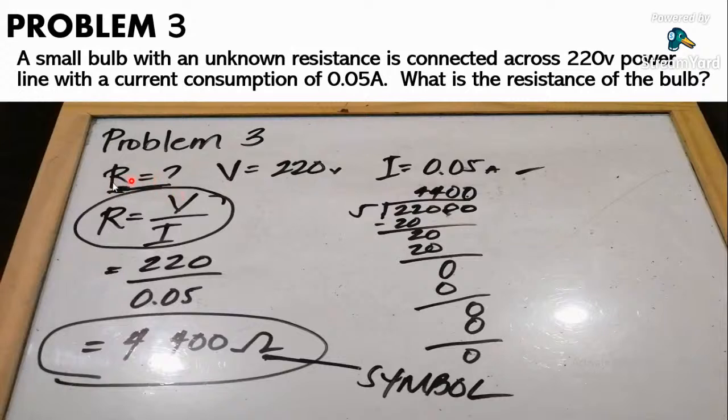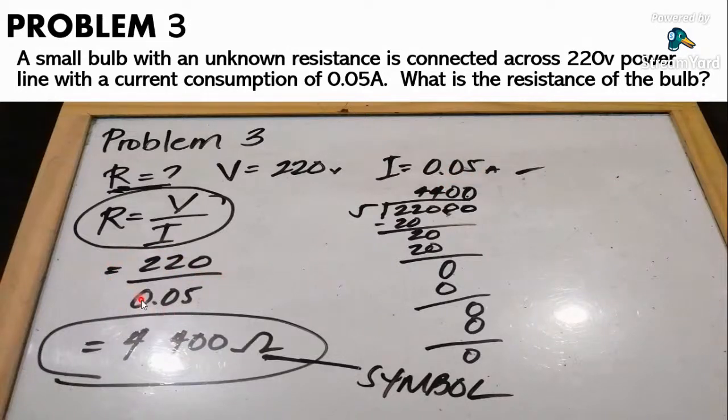So, ayan, dito ang hinahanap natin is resistance. Followed by the formula. Of course, don't forget to write the formula para hindi kayo maligaw. So you have here the formula, resistance is equal to voltage divided by current. And then, substitute the given. So substitute nyo na ngayon. So V is equal to 220 volts, and then divided by the current, which is 0.05.